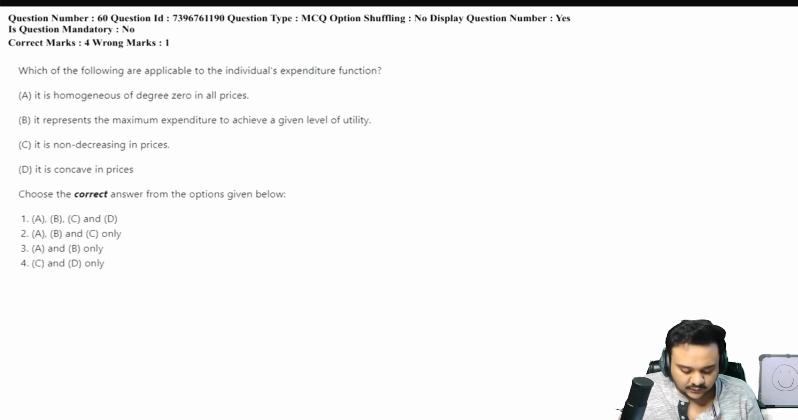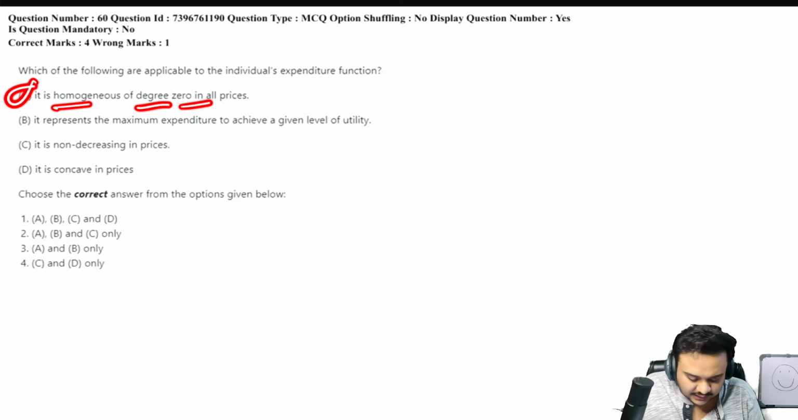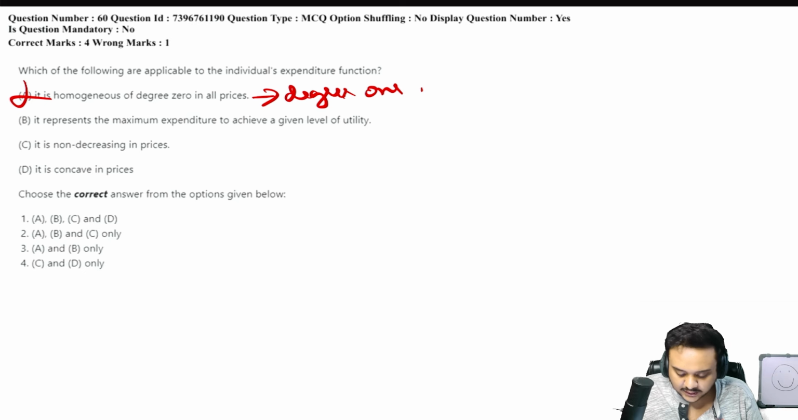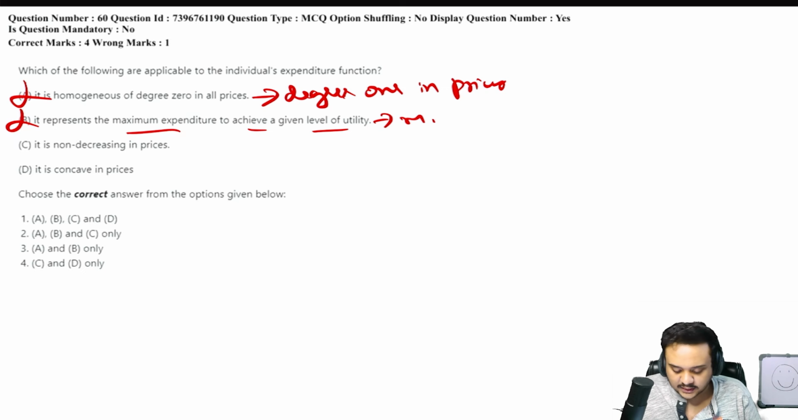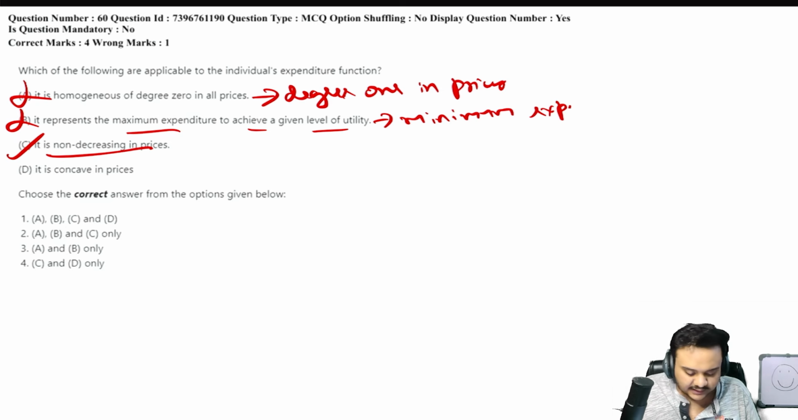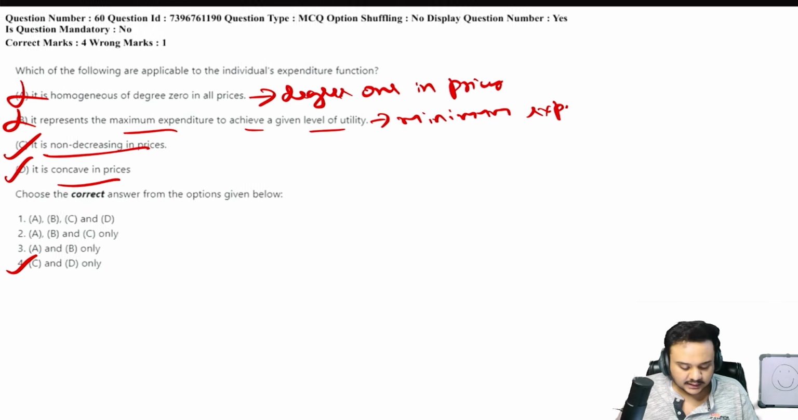Then the 60th question now, which of the following are applicable to individuals' expenditure function? It is homogeneous of degree 0. Absolutely incorrect. Fundamental property: it is homogeneous of degree 1 in prices. So basically, if the price will double, the expenditure will double, right? Then it represents the maximum expenditure to achieve a given level of utility. Absolutely incorrect. Expenditure, obviously we will try to minimize it, right? So the minimum expenditure to achieve a given level of utility. It is not decreasing in prices. Yes, that is true. If prices increase, expenditure increases. It is concave in prices. Yes, that is also a fundamental property. C and D is your answer.